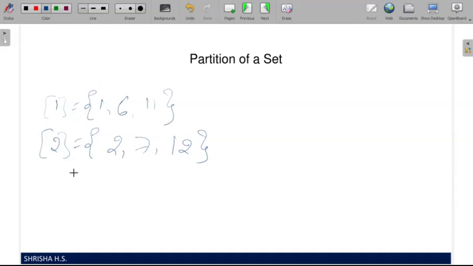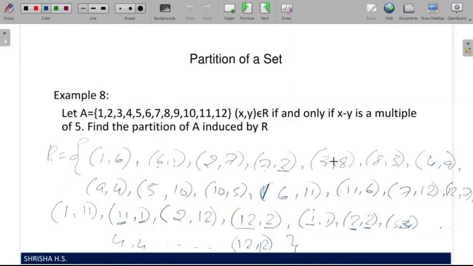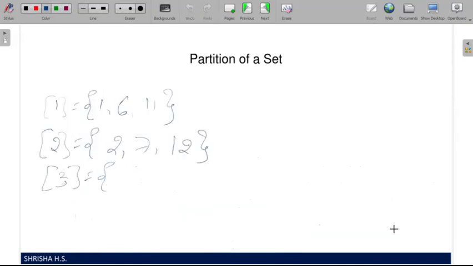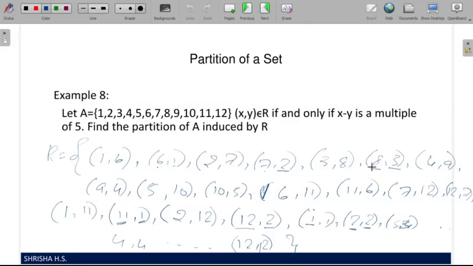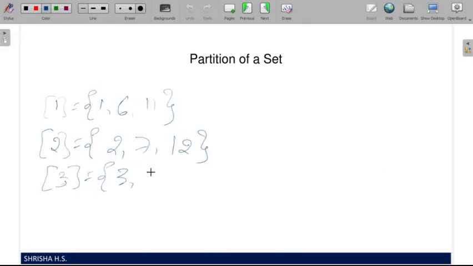Okay, so let's go for 3. The second place is 3, first is 8, and also 3 comma 3 is there. So 3 comma 8 we can write. The second place is 3, first place is 3, reflexive relation. The second place is 3, first place is 8. So only this much. Okay, so 3 and 13 are not there, as in it's not in the set.